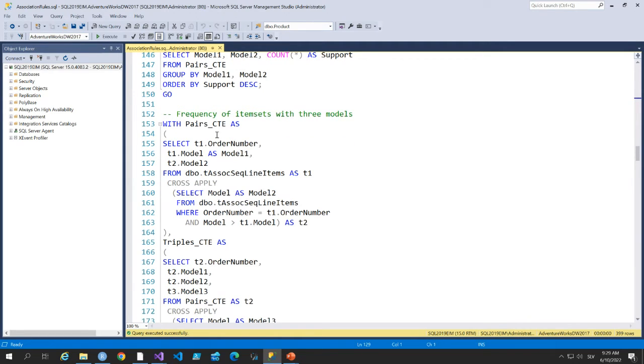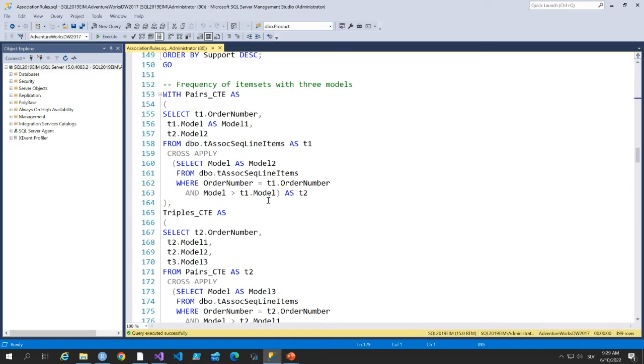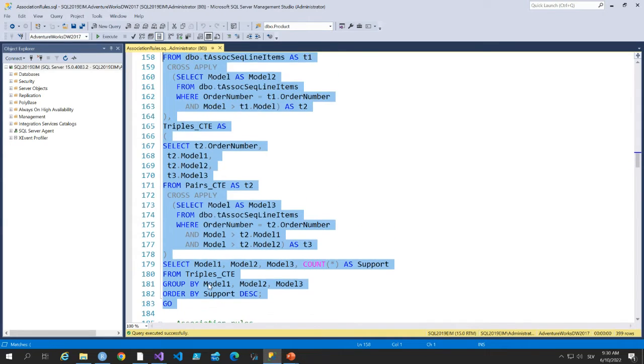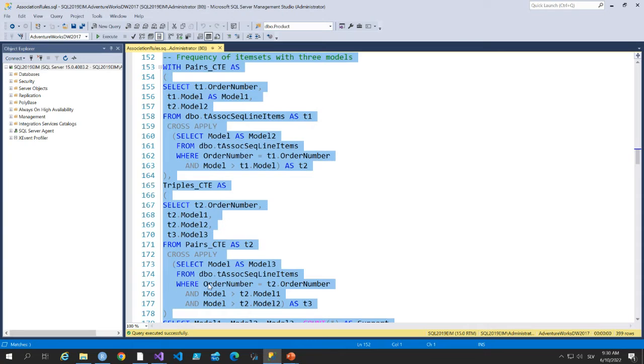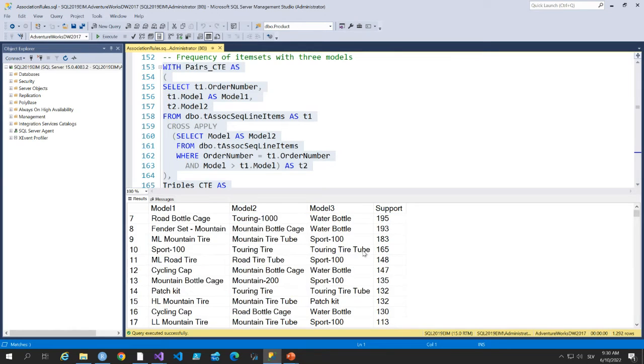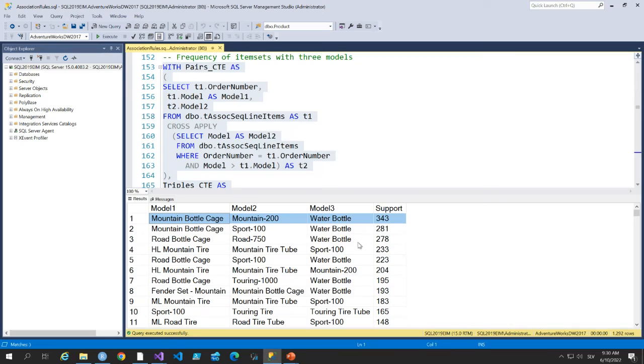Now with apply, it's also easy to add more. Now I have the first result with 2 models. I can add another apply from the results to the same line items and add the 3rd model. And I could continue with adding a 4th model. So let's check the item sets with 3 models. The most popular is mountain bottle cage, mountain 200, water bottle. Of course, the support goes down the more items I have in an item set.